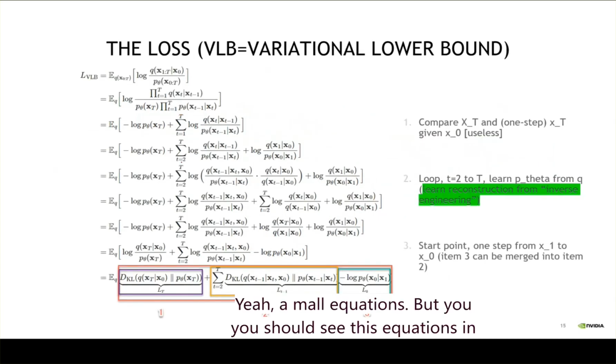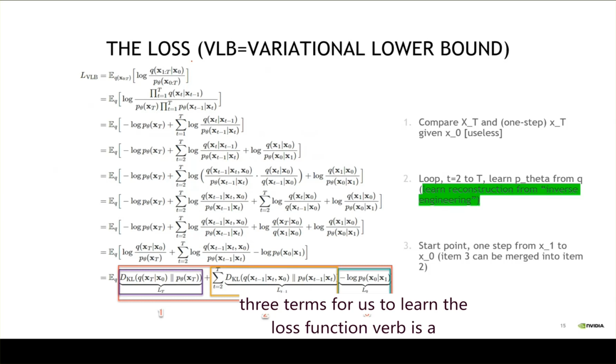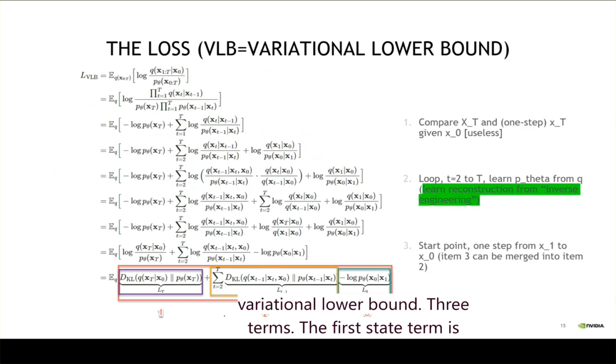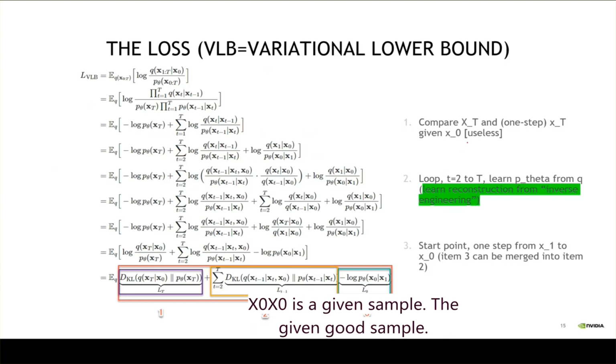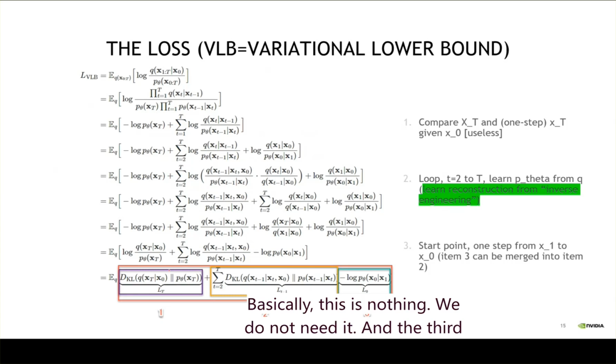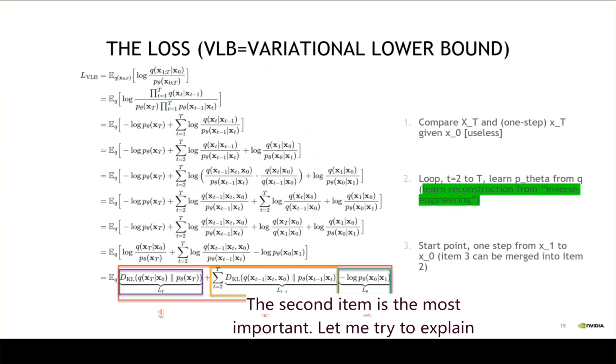More equations, but you should see these equations in a lot of papers. Just to give a conclusion here, there are 3 terms for us to learn in the loss function. The VLB is the variational lower bound. The first term is xT. xT is totally noise, nothing else. x0 is a given sample, the given good sample, so basically this term is nothing. We do not need it. The third term, about x0 to x1, can be merged into the second term. The second term is the most important.